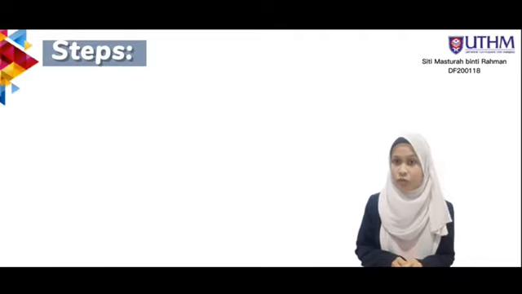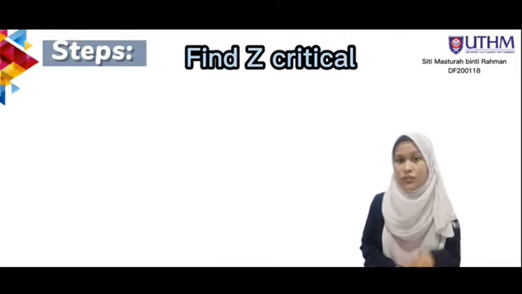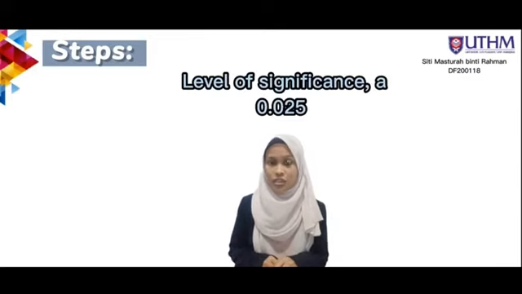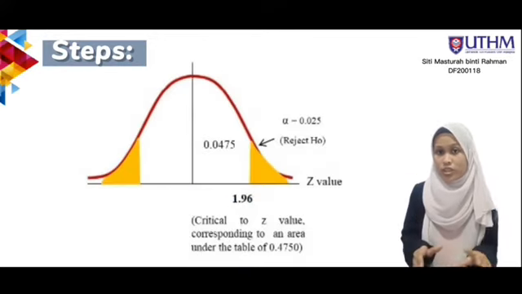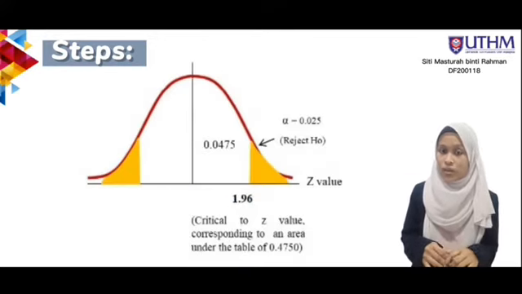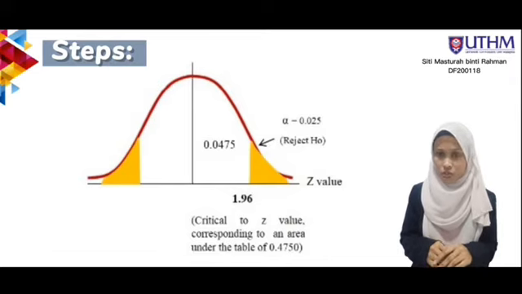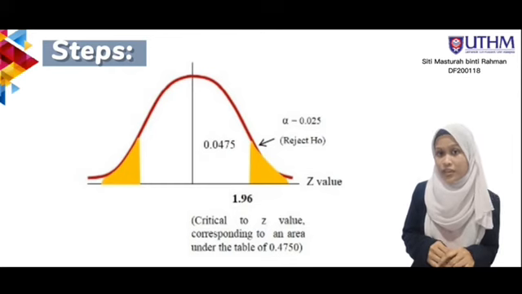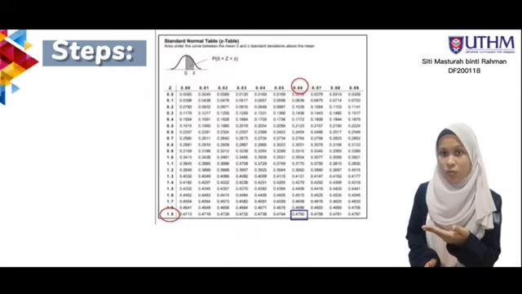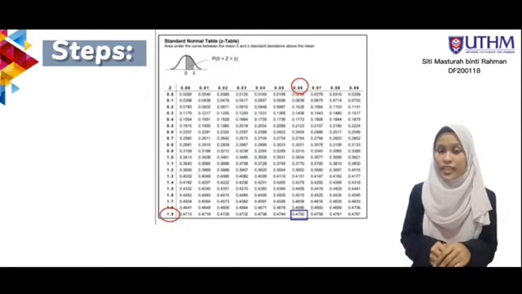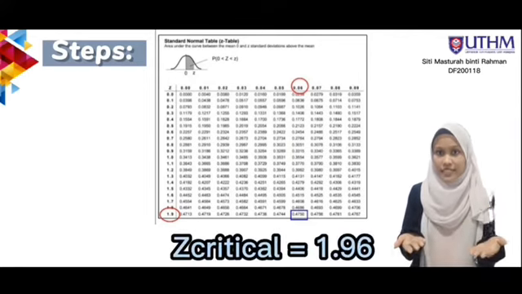The next step, to find the value of z-critical, we need to refer to the z-table. The level of significance is 0.05 with a two-tailed test, so we get 0.025 level of significance for the upper and lower tail. To know the probability, half of the graph, 0.5, needs to be minus 0.025, and then we will get 0.4750. From that, we refer to the z-table and find the value of 0.4750. We will get a z-critical of 1.96.